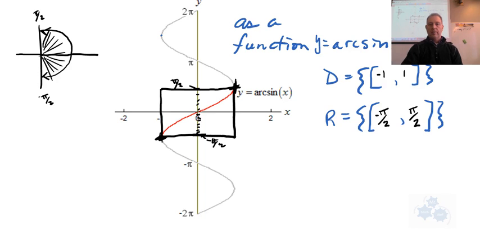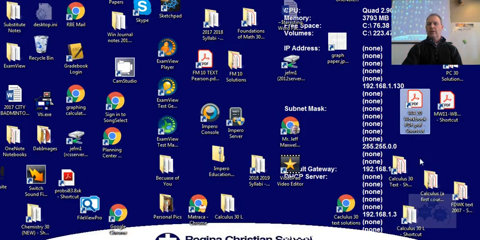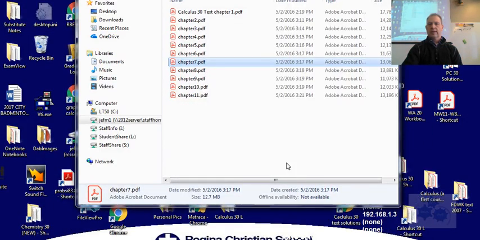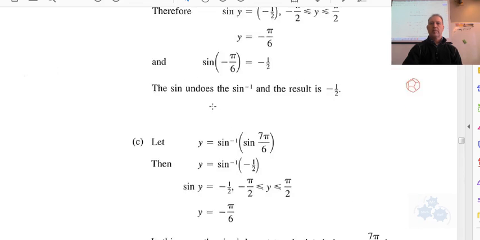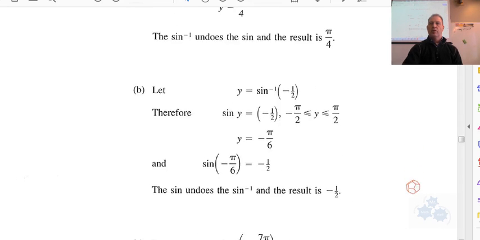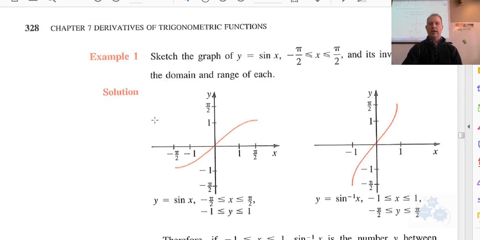Okay, so let's see. I don't think I have your textbook up here right now. So let's go to Calculus 30 text and chapter 7. Oh, here we go. I guess maybe I did have it up there. So if we just go back here, I was going to show you. Okay, so here we go.